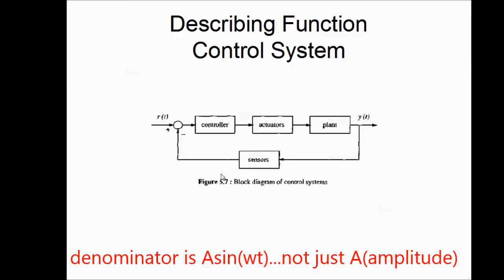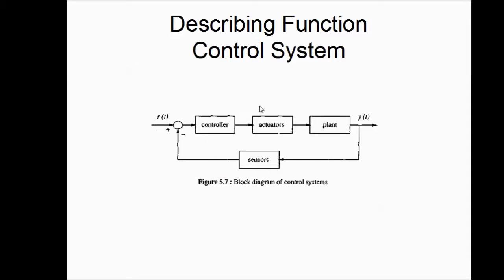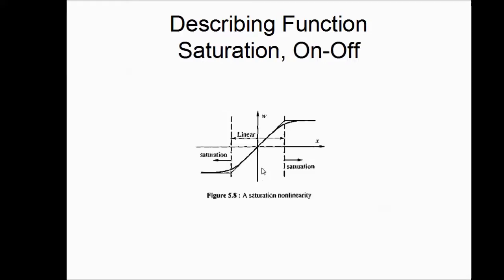So this is a block diagram of our control system. We can have sensors, actuators, controllers, and the plant. Let's look at certain types of nonlinearities which frequently occur in our daily application of control systems. These are normally incidental nonlinearities. We have the saturation nonlinearity, from which we derive the on-off nonlinearity.